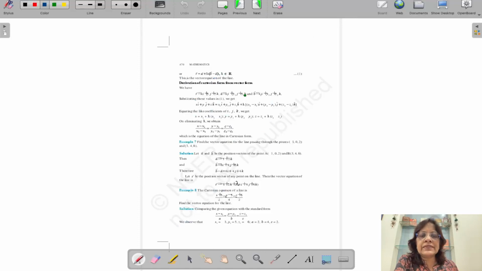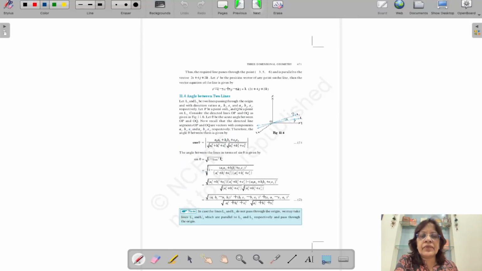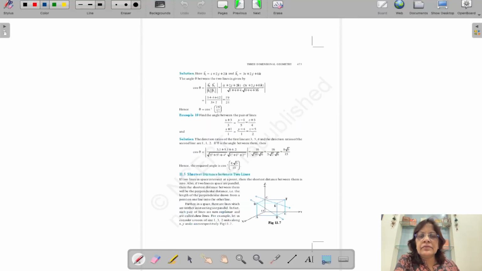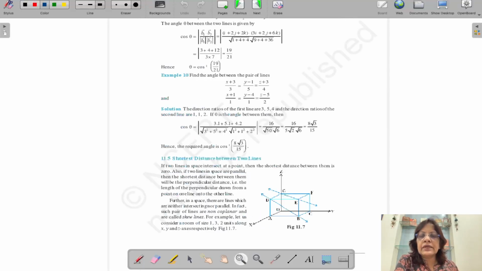But before the shortest distance between two lines, we have a term. I'll just zoom it. You see here it is written the term: coplanar lines, non-coplanar, coplanar and skew lines.